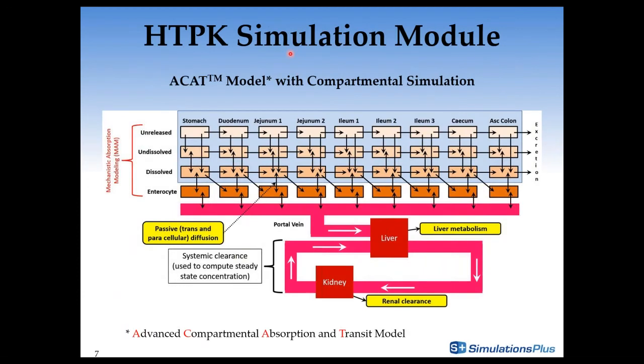Now, the HTPK predictions are different in that they do not use QSAR models. They are the result of a mechanistic simulation of drug disposition. The model is comprised of 2 components. There's the ACAT component that models the transit of a drug through the GI tract and the absorption into the enterocyte cells. And that is coupled with a 1-compartment PK simulation to model the clearance from the central compartment.